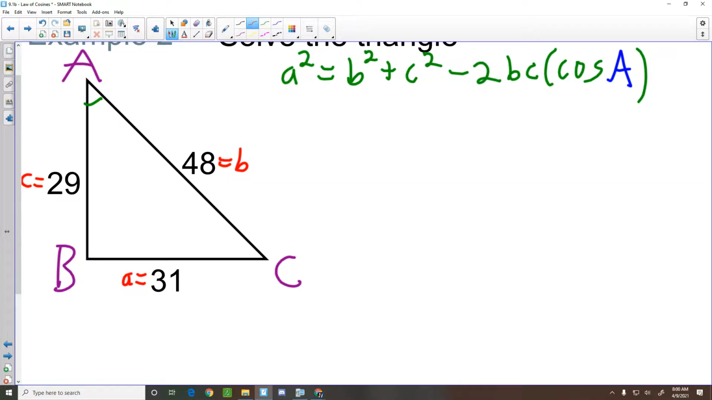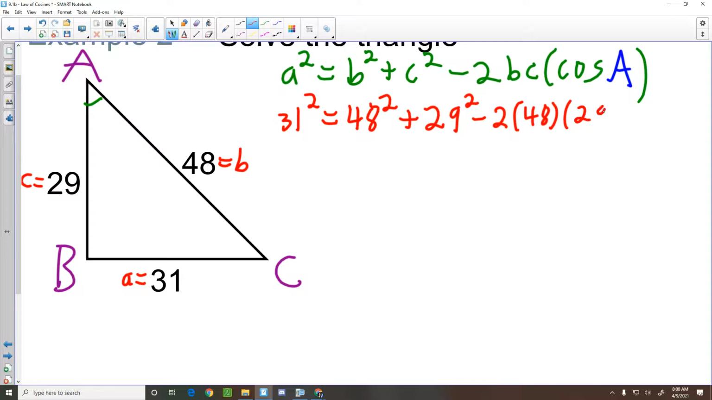So A squared, side A is 31. B squared, B is 48. Plus C squared, C is 29, so plus 29 squared, minus 2 times those same 2 side lengths that we just used, that 48 and that 29. And then all of this is being multiplied by the cosine of angle A. And I don't know what angle A is. That's what we're going to be solving for.